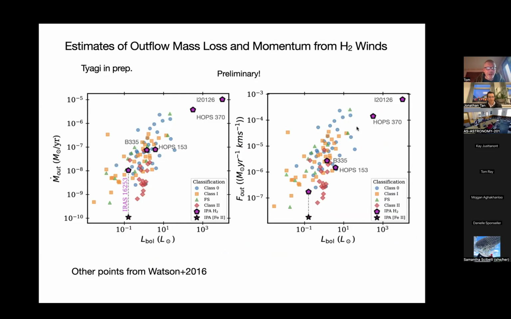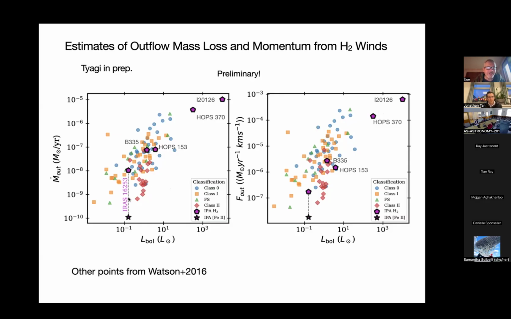And what we've done is we've overlaid these on a study by Dan Watson in 2016, where he uses various atomic and ionic lines to get outflow rates versus luminosity for protostars. And we have put all of our objects, the wind mass outflow rates versus the bolometric luminosities, on this diagram. And so you can see there certainly is a trend with luminosity. As you go higher and higher, basically the outflow rates increase and momentum rates increase.